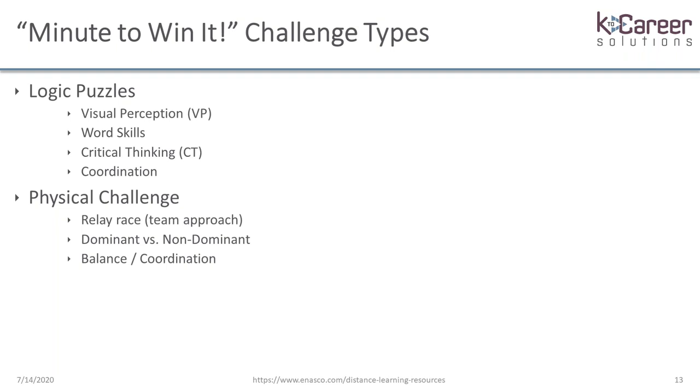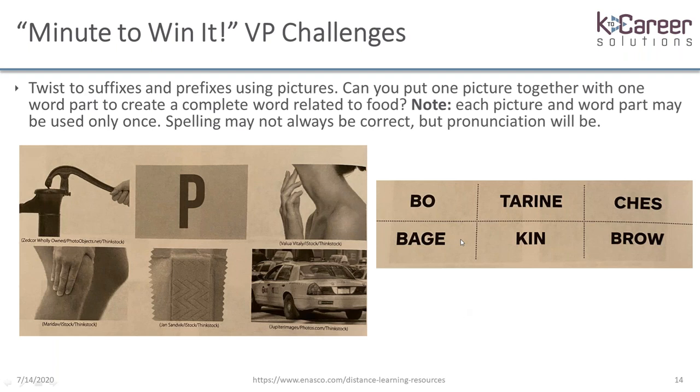So this is a twist on suffixes and prefixes using pictures. Can you put one picture to the left with the one complete word on the right, and each picture and word part may be only used once. So spelling may not always be correct, but pronunciation will be. So I'm going to wait for about 30 seconds here and see if you guys can come up with some of the different answers.